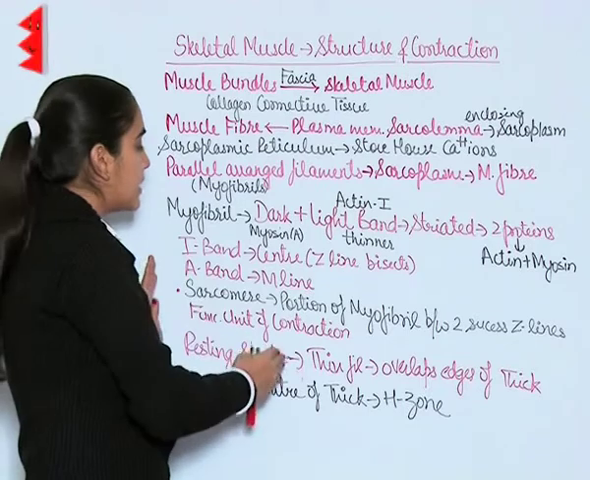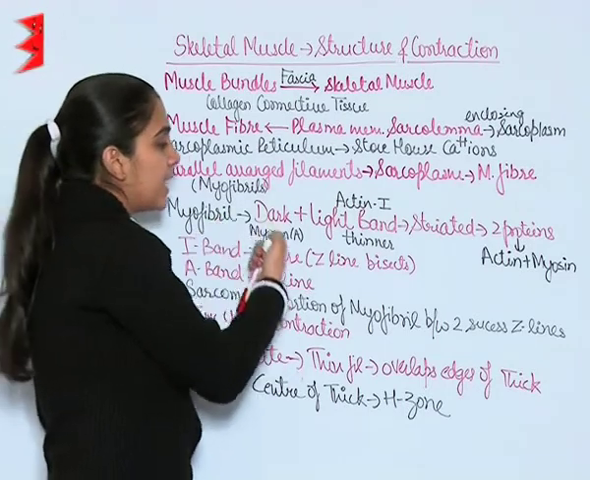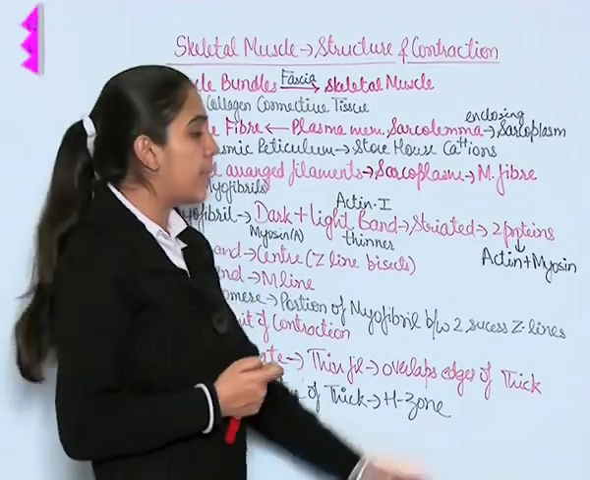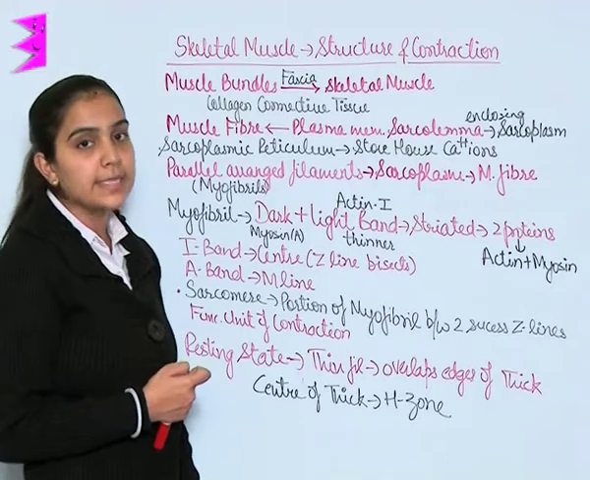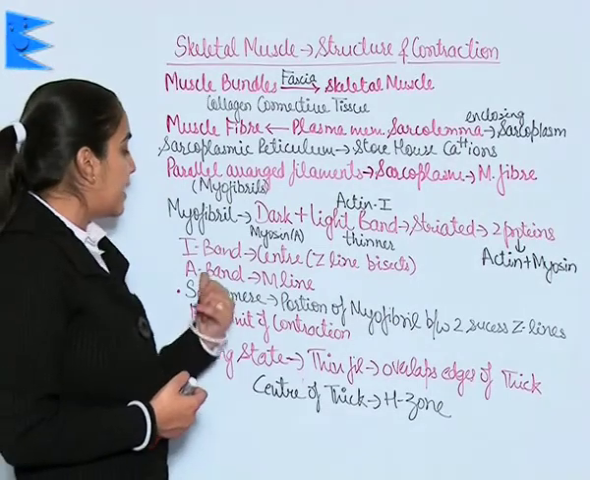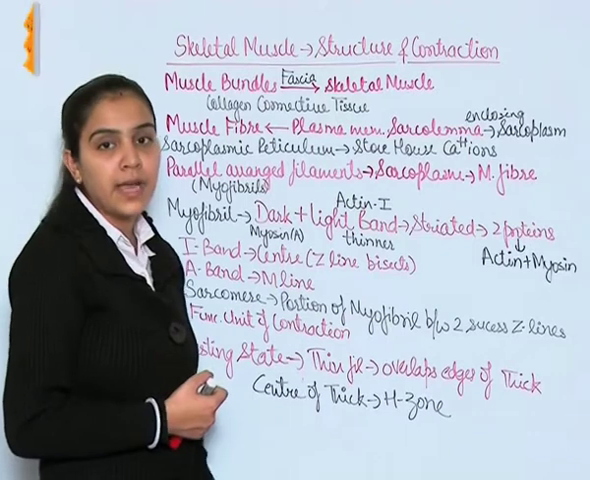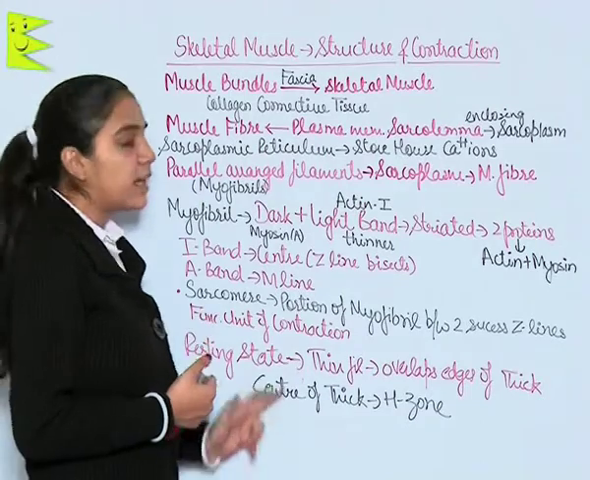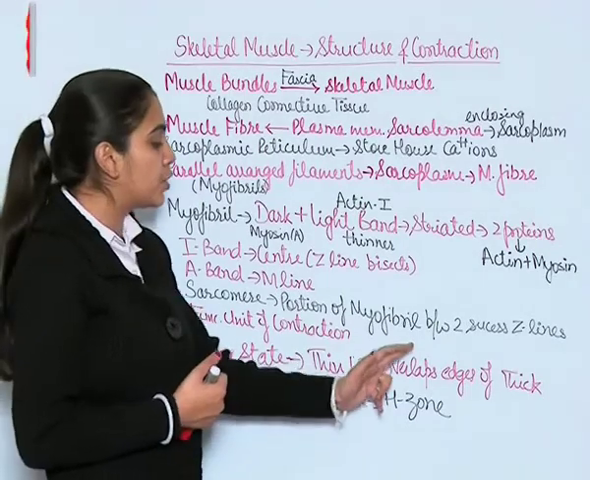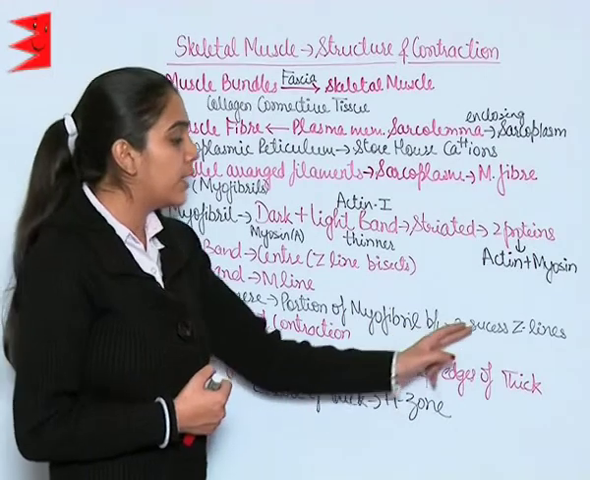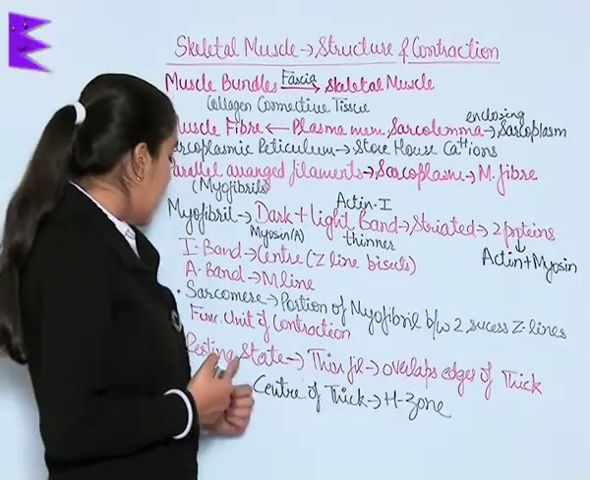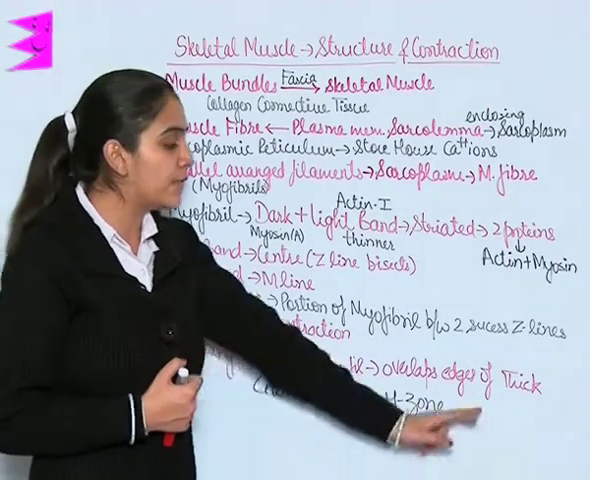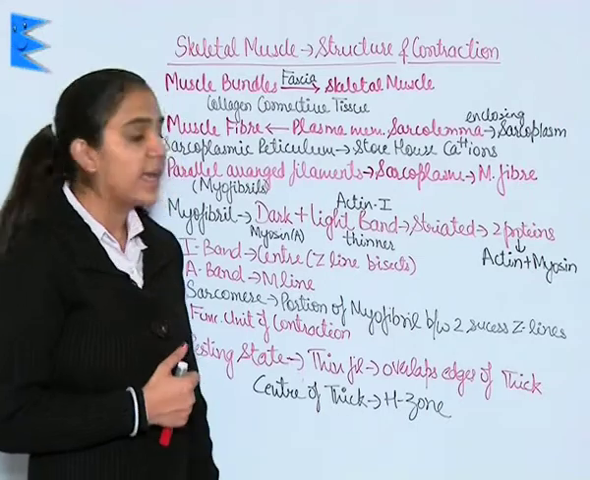So here you can see myofibril is having two bands, dark and light, and it is striated in appearance because of two proteins, actin and myosin. And then I band is bisected by a Z line and A band is held by M line. Sarcomere, the functional unit of contraction, is the portion of myofibril between two successive Z lines, and in the resting state, thin filaments overlap the edges of thick filaments, thereby forming H zone.